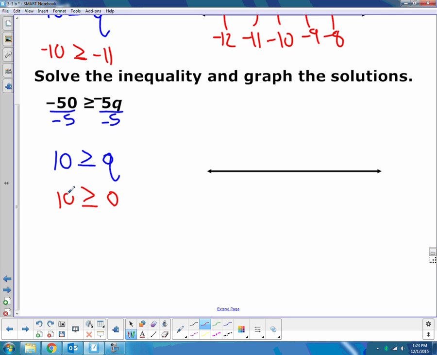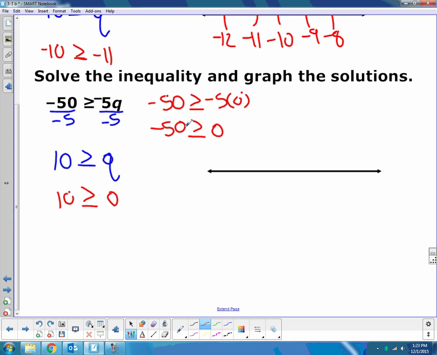Let's plug that back into the original inequality. Negative 50 is greater than or equal to negative 5 times 0. Negative 5 times 0 is 0, and negative 50 is greater than or equal to 0? No, negative 50 is definitely not greater than 0. Negative 50 is assuredly less than 0. That can't be right, so I double check my work.